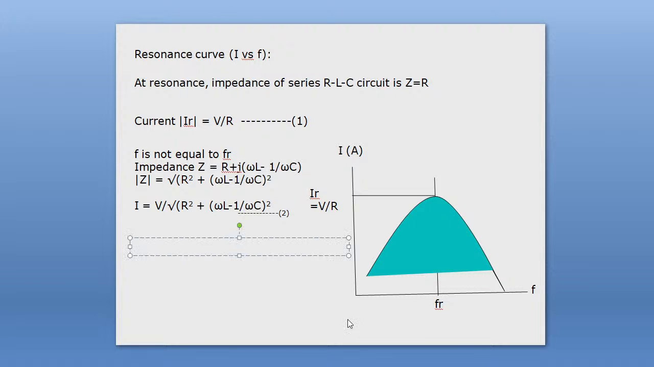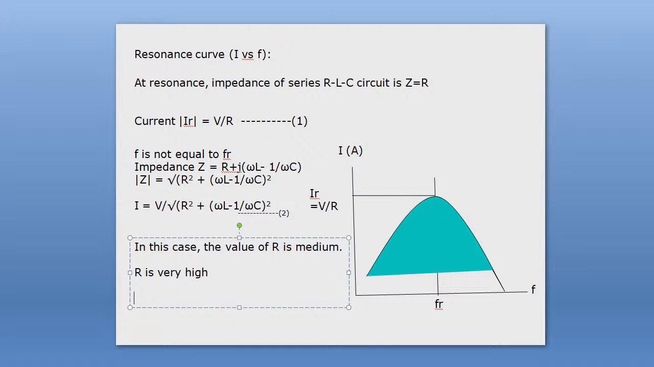Let me write here. In this case, R is medium. Now, if you increase, make R very high, then what will happen? And R is very small. And R is 0. You consider R is 0. Then what type of curve will you get?